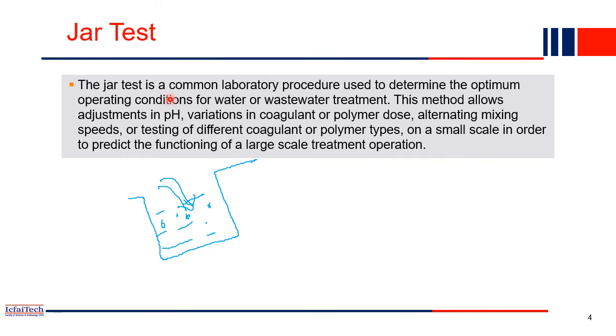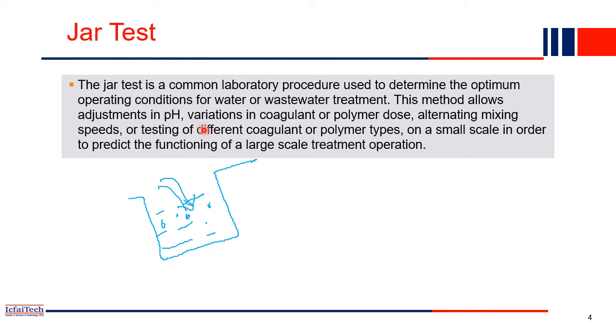The jar test is done in a laboratory to determine the optimal operating condition for water or wastewater. It means how much optimum quantity of coagulant you have to add. This method allows the adjustment of pH. As I have mentioned in the last slide also, the reaction depends on the pH, how much pH is present in the water, and also how much concentration of suspended particles is present in the water. So this method is the jar test.